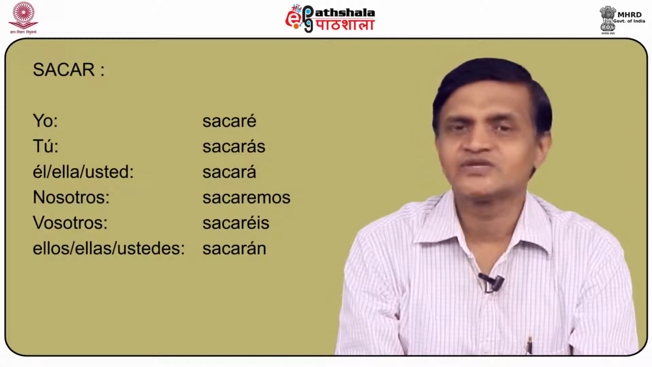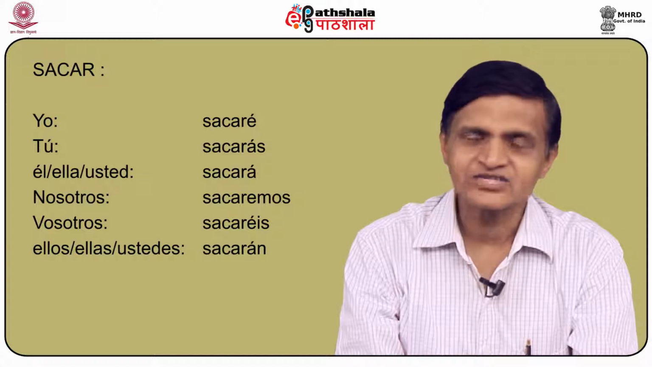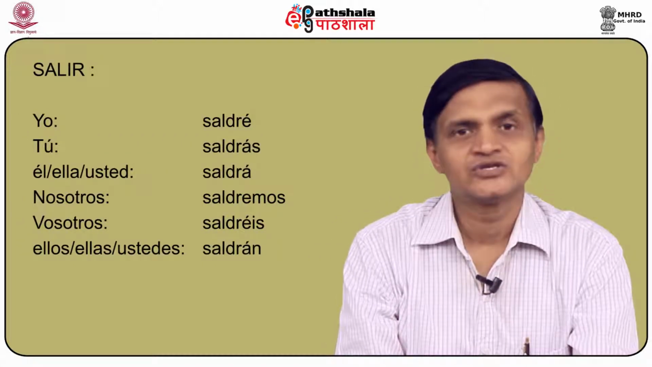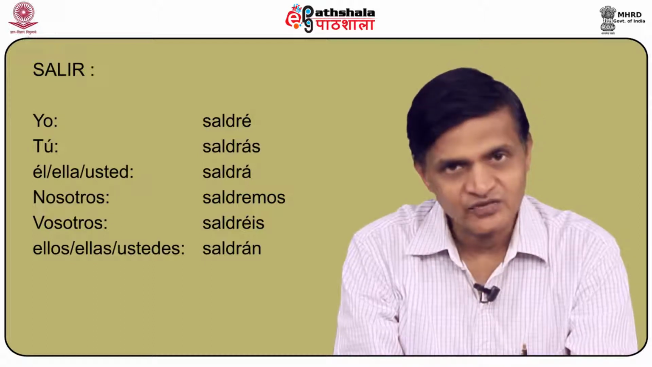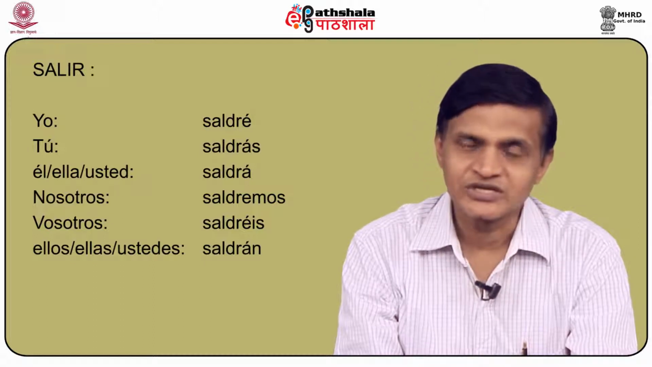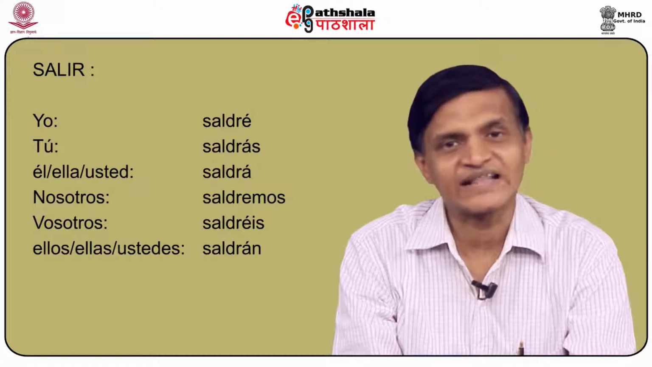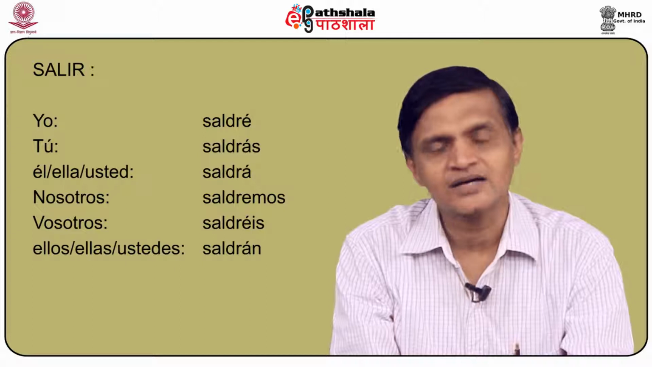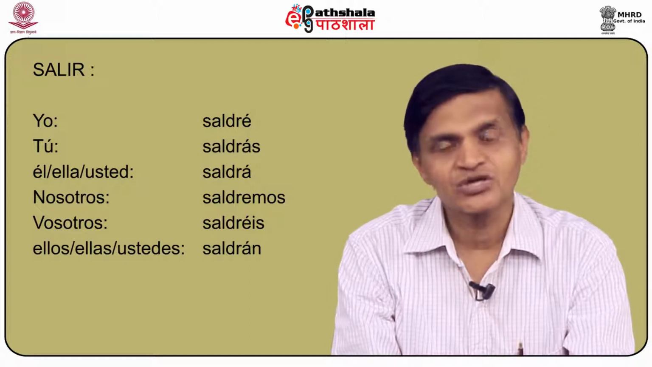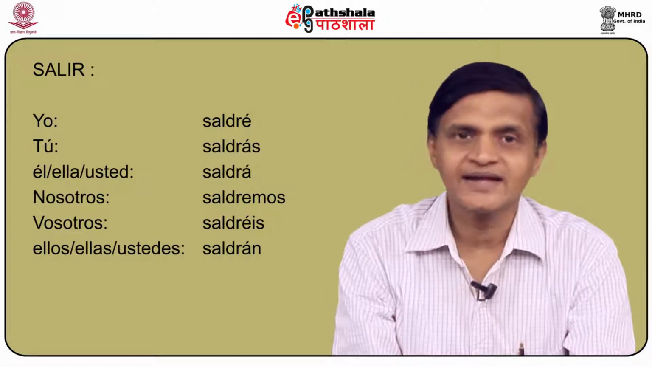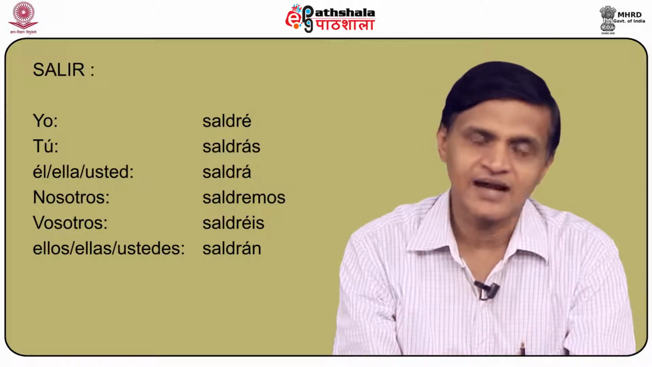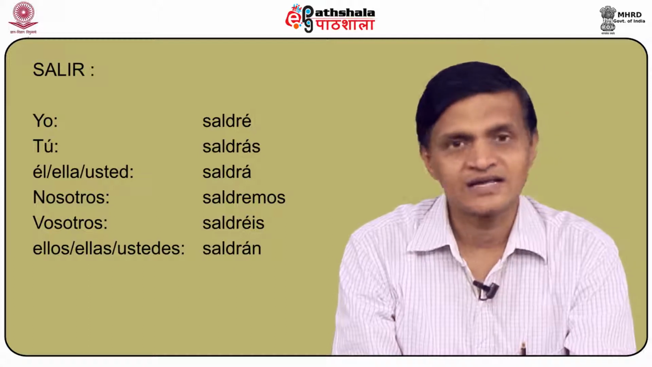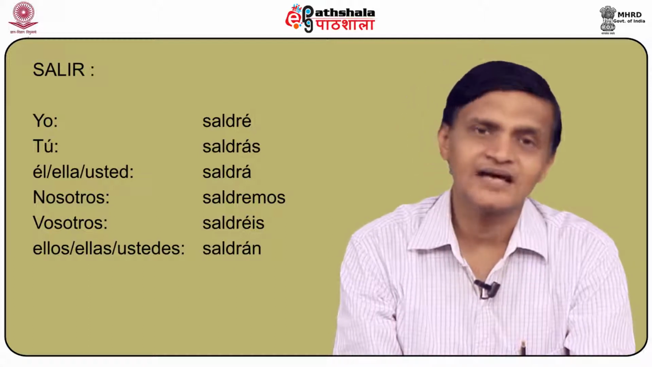Another verb which we use quite frequently in Spanish is the verb salir, which means to go out or to leave. So, how do you conjugate salir in the future? Salir in the future is conjugated in the following manner. Yo saldré, tú saldrás, él, ella, usted saldrá, nosotros saldremos, vosotros saldréis, and ellos, ellas, ustedes saldrán. I repeat, saldré, saldrás, saldrá, saldremos, saldréis, and saldrán.